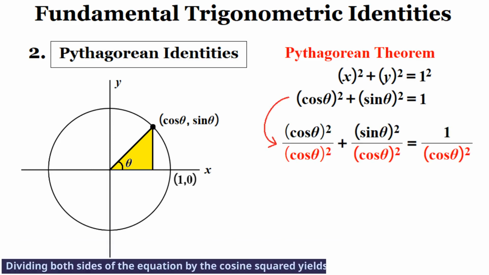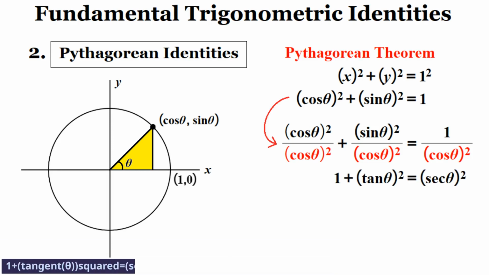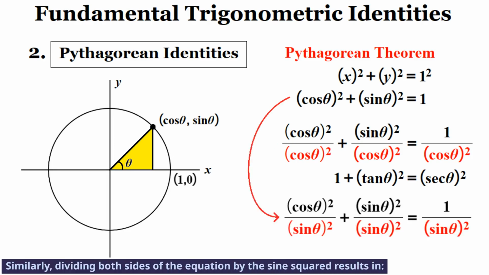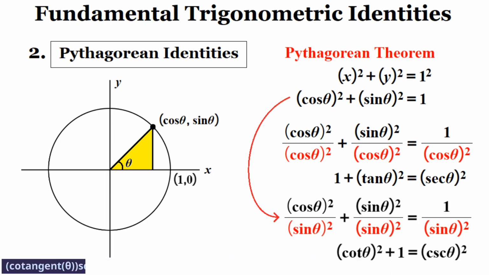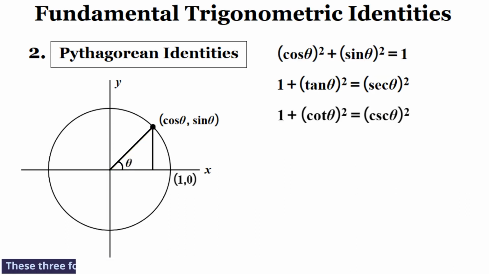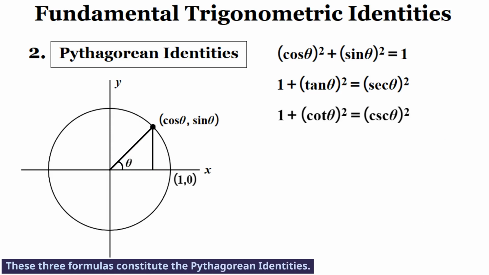Dividing both sides of the equation by the cosine squared yields 1 plus tangent theta squared equals secant theta squared. Similarly, dividing both sides of the equation by the sine squared results in cotangent theta squared plus 1 equals cosecant theta squared. These 3 formulas constitute the Pythagorean identities.